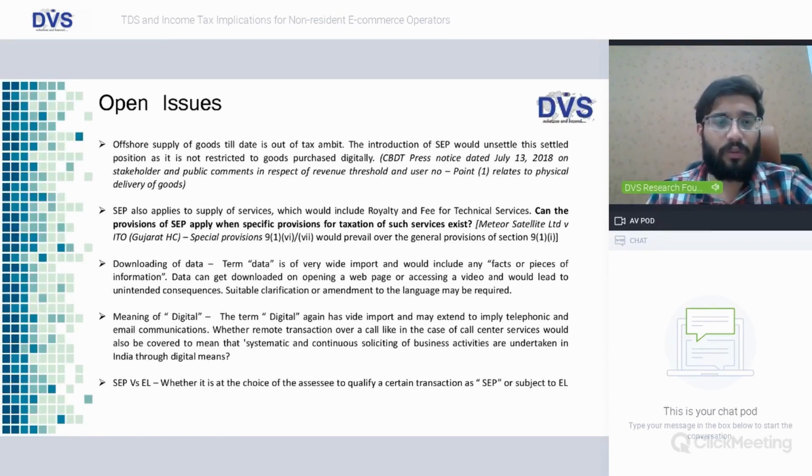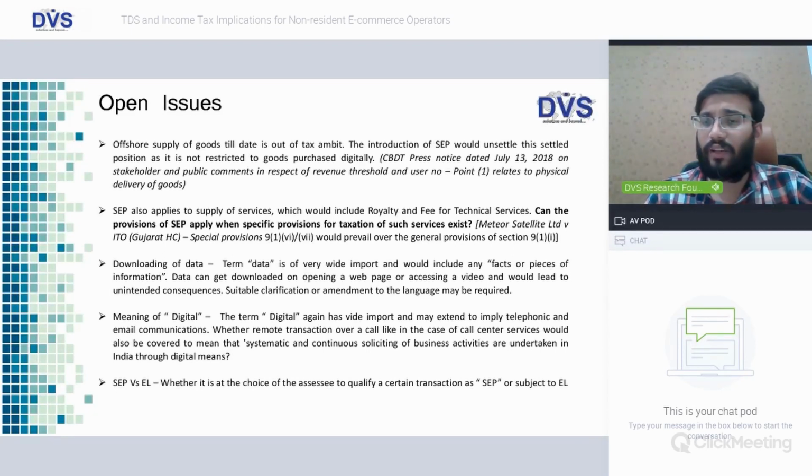Again, there are some open issues. Offshore supply of goods till date is out of the tax ambit. Offshore supply means there is no involvement of India in any sense when it comes to supply of goods. Those are outside the ambit, so India does not have jurisdiction to tax. However, the introduction of SEP would unsettle the settled position as it is not restricted to goods purchased digitally. So there is a CBDT press notice basis which there would be even applicability of SEP and in turn the taxability of income in India.